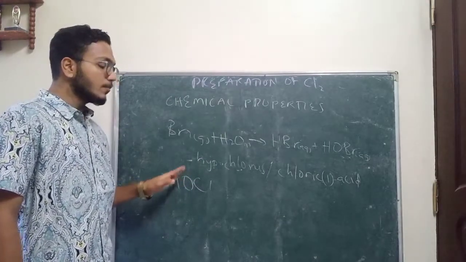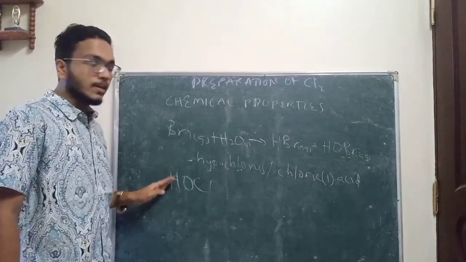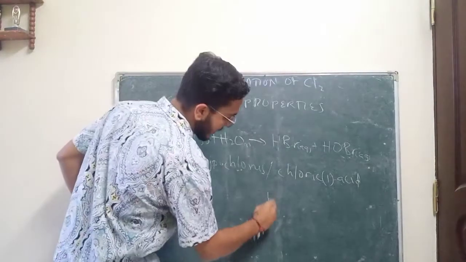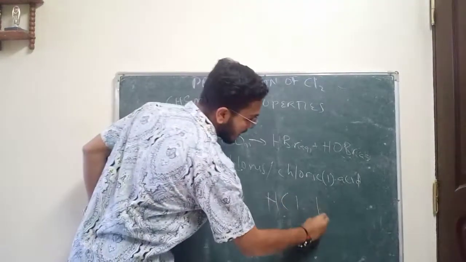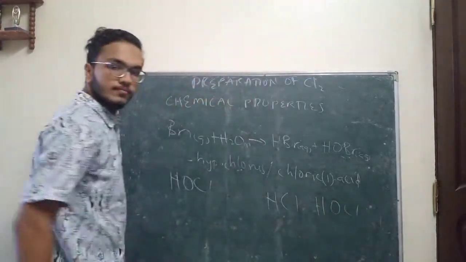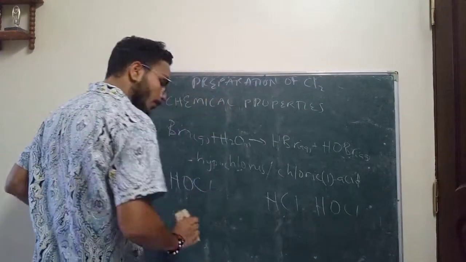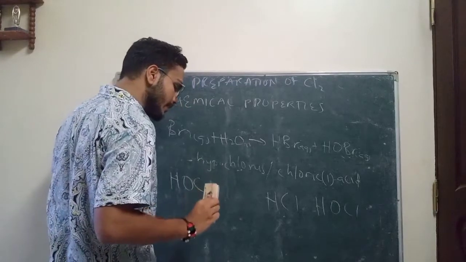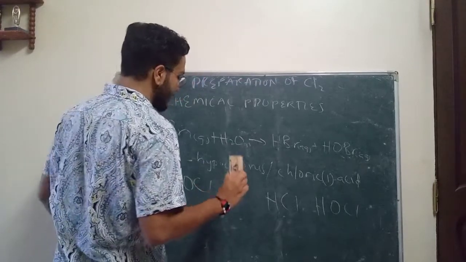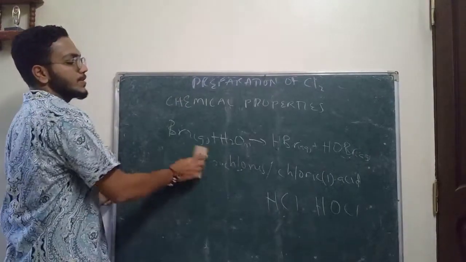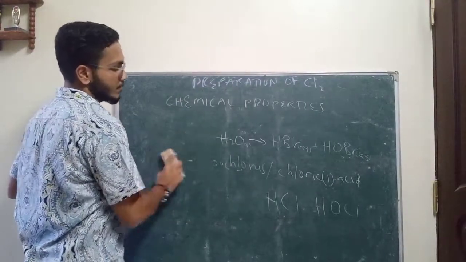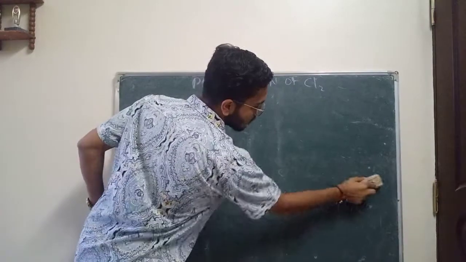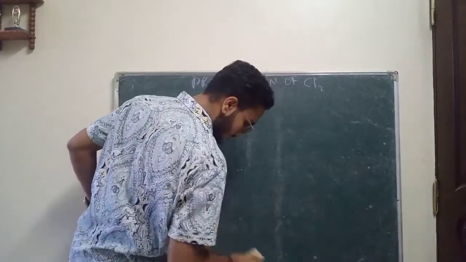It bleaches moist blue litmus paper. The moist blue litmus paper changes to red and then it is bleached. Why? Due to the presence of HCl, which is acidic, and HOCl, which is a bleaching agent. I repeat, when a blue litmus paper is dropped in chlorine water, it changes to red due to HCl, which is acidic, then it is bleached by HOCl. And what is bleaching? It is the whitening of a substance by oxidation or reduction. So the moist blue litmus paper changes to red due to HCl and it is bleached due to HOCl.